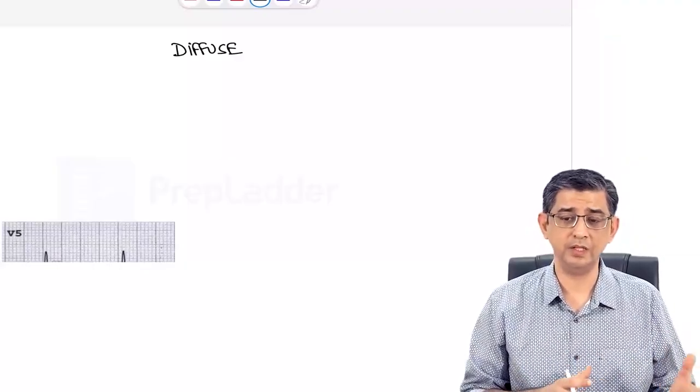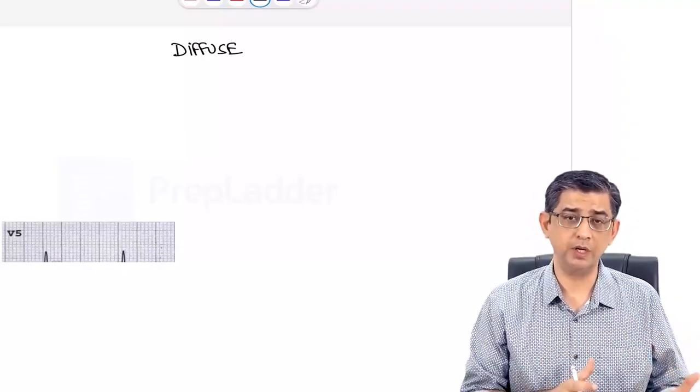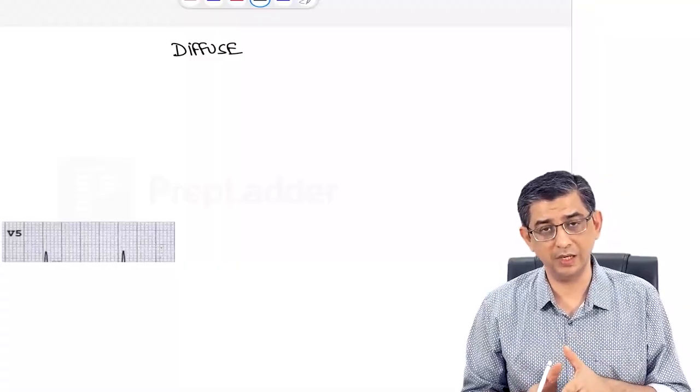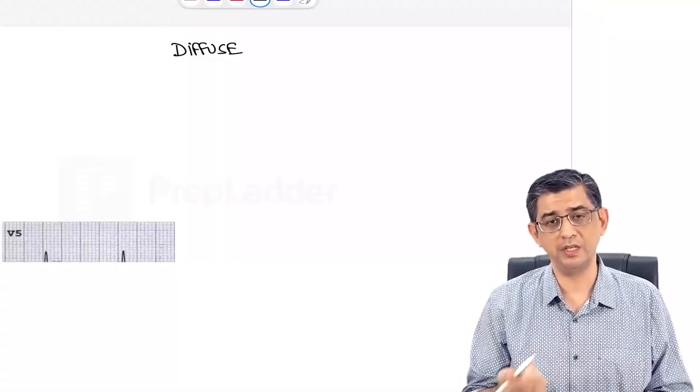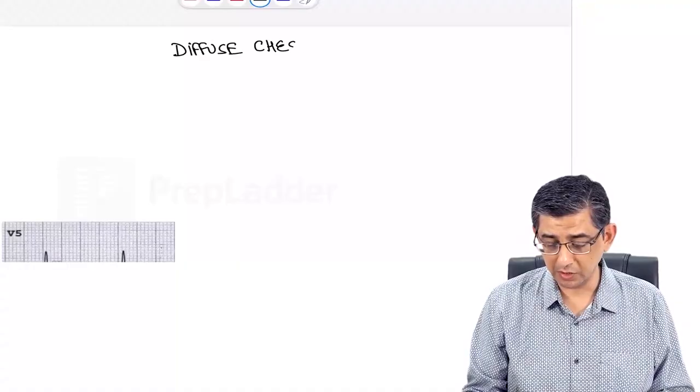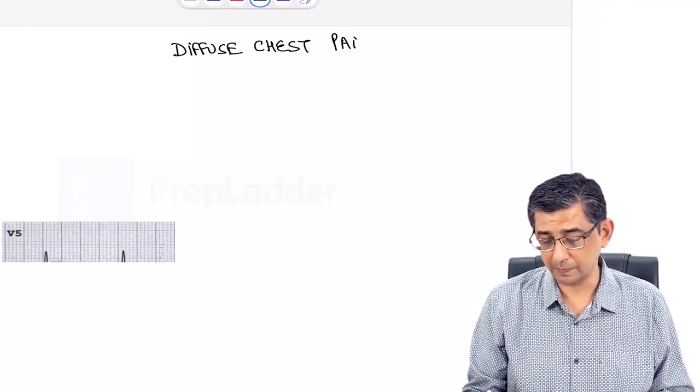So as such, age, gender or the build of the person will not give you any special information by which you can identify pericarditis. So I'm not mentioning age group or gender-wise data anywhere, and I'm just highlighting that the person is talking about diffuse chest pain, that too at rest.